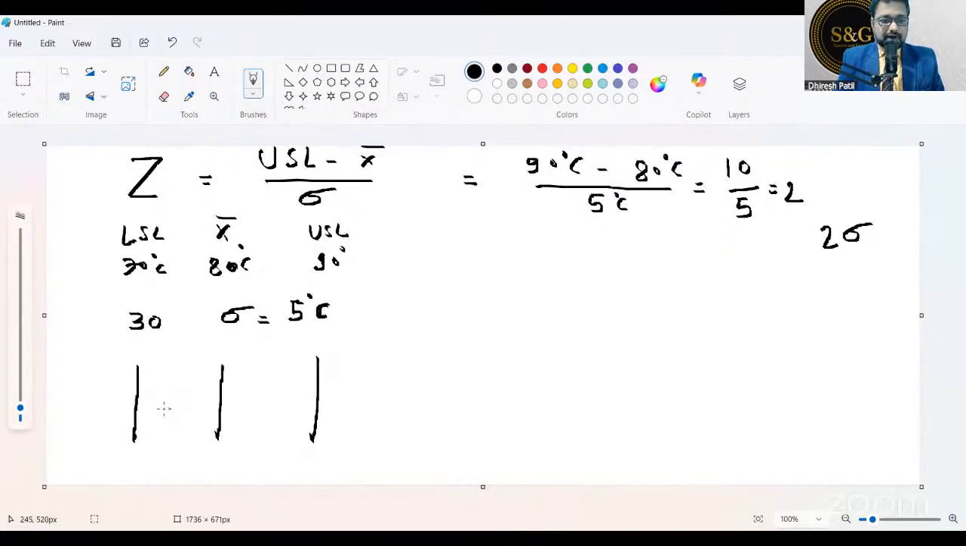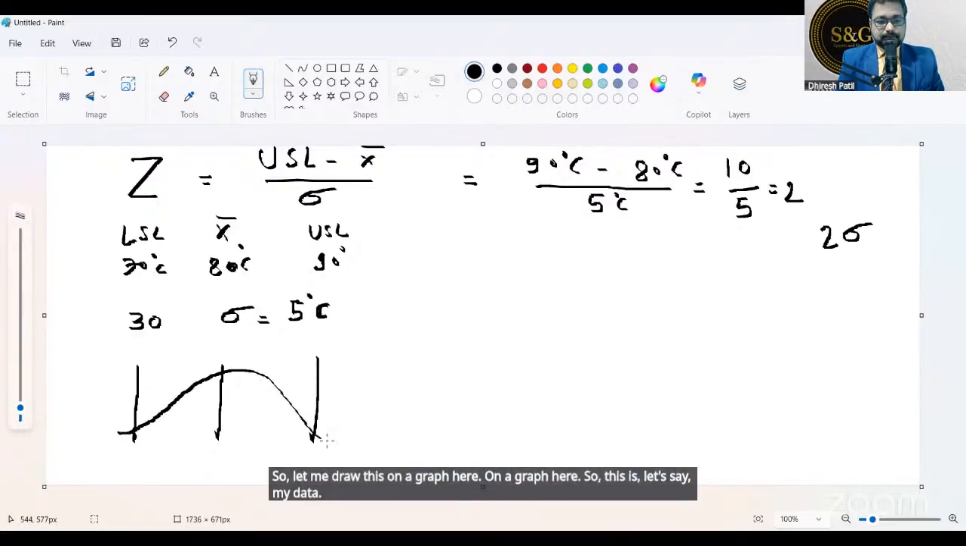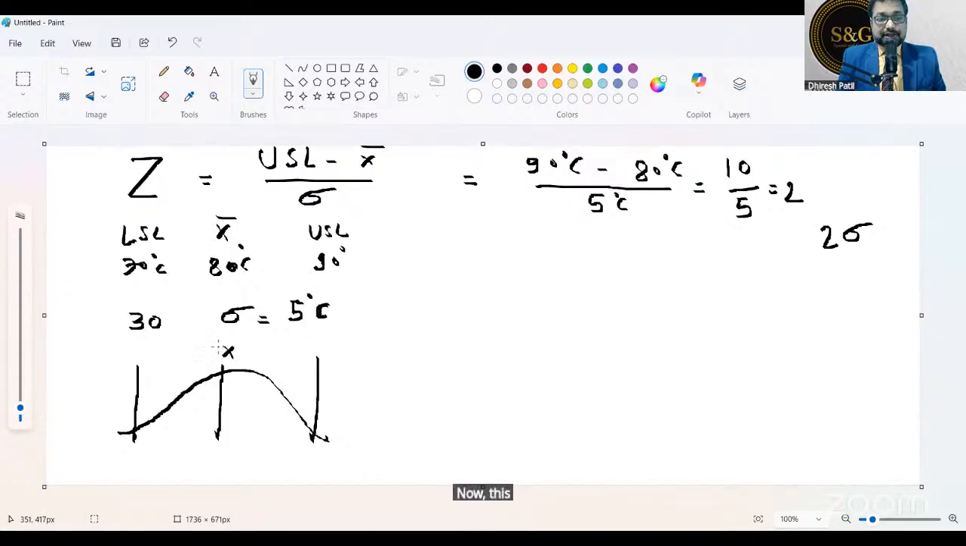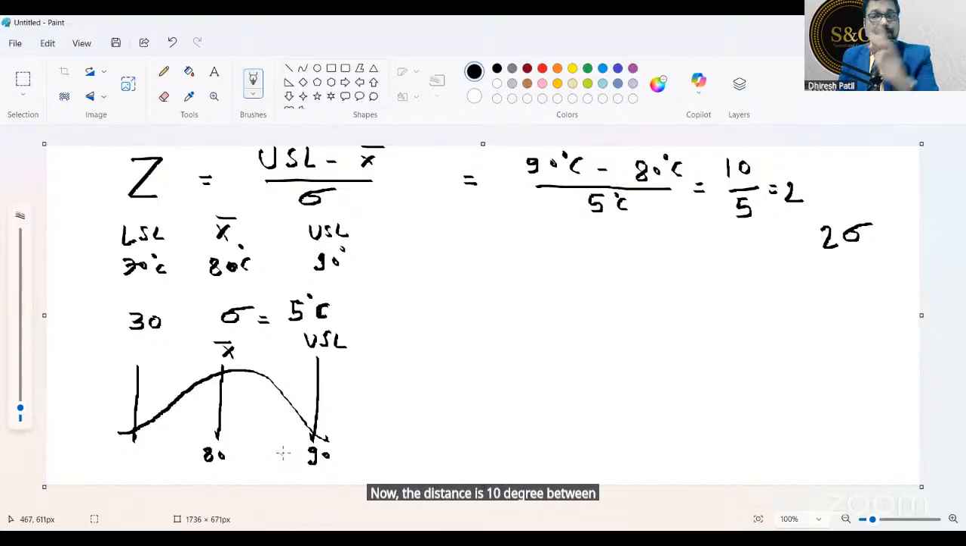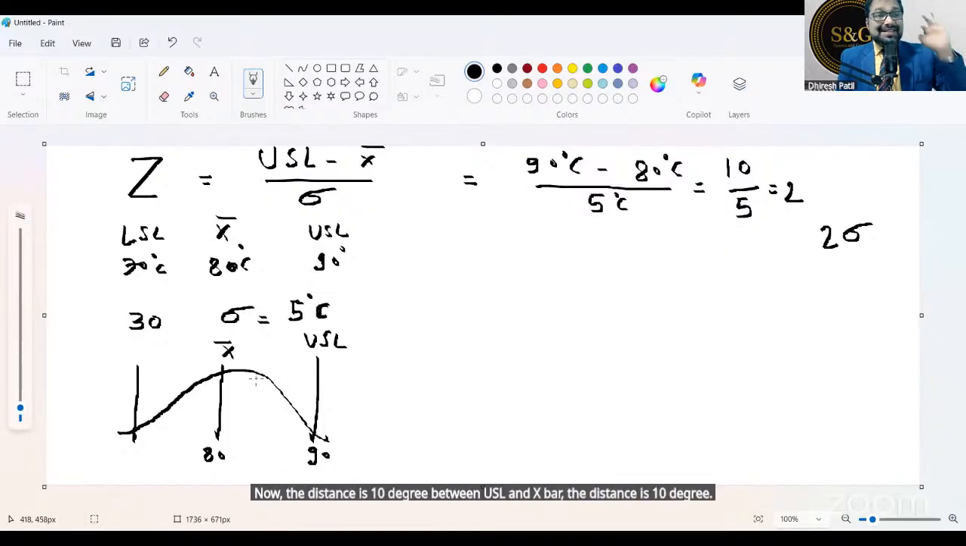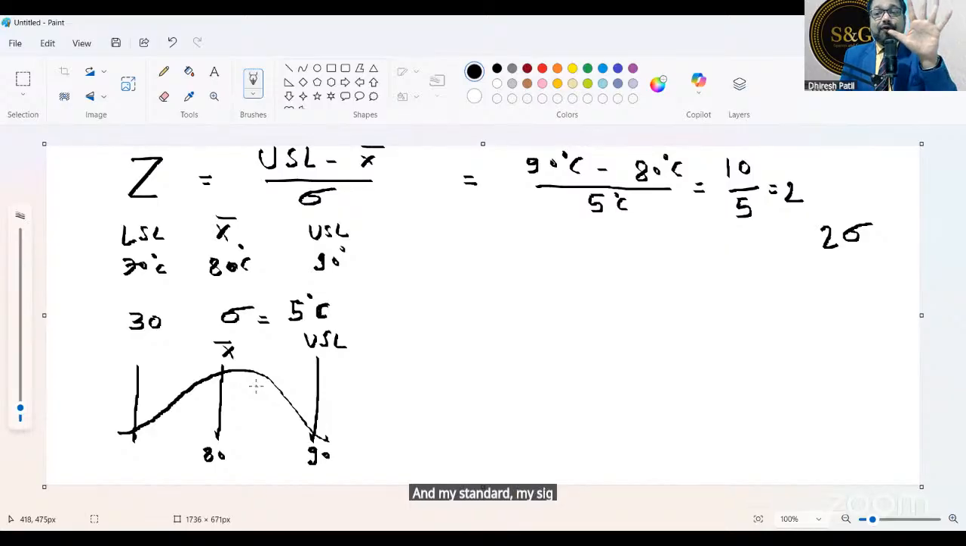On a graph here, this is, let's say, my data. Now this is my X bar and this is my USL. X bar is 80, USL is 90. We have seen that. Now the distance is 10 degrees between USL and X bar. The distance is 10 degrees. And my sigma is 5, right?